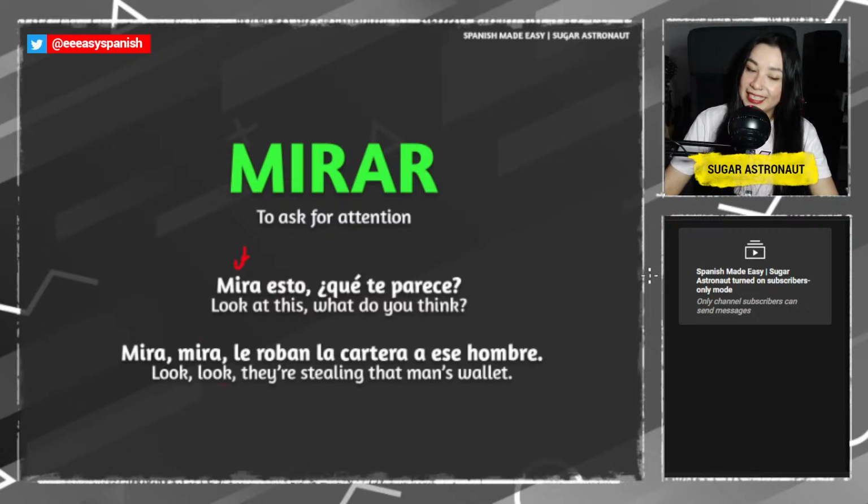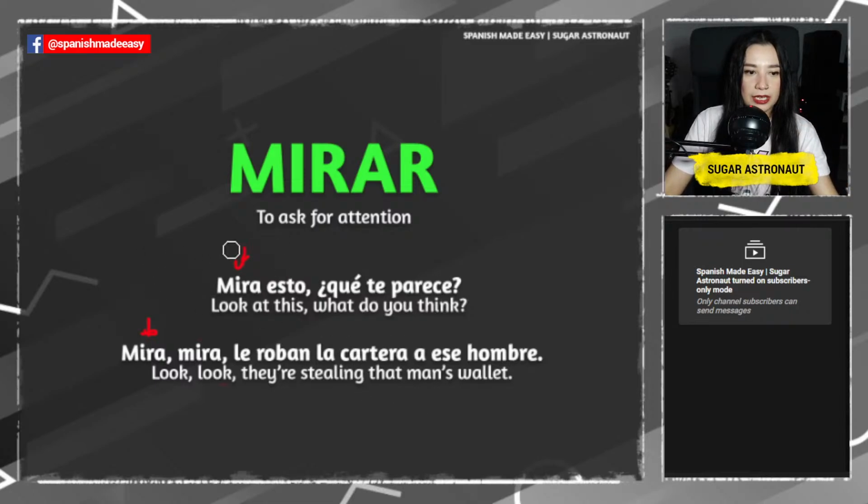So this is a good use, I would say. So yeah, you can say mira esto. Look at this. In this situation, mirar is very similar to look at. Okay? And in the next example, we can say mira. Mira, le roban la cartera a ese hombre. Look, they're stealing that man's wallet. Okay? So you just want someone to pay attention. Mira, look over there. Look at this.